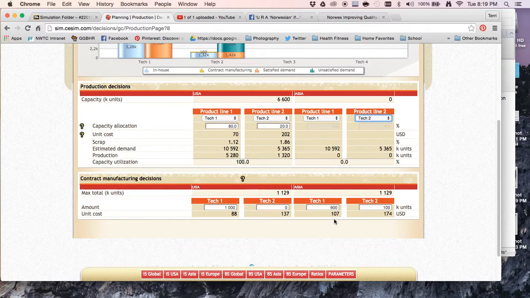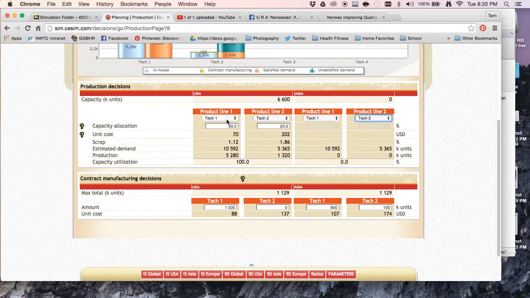Okay, so if you do contract manufacturing, this is something that will always be used before your own in-house production. So think of it as a contract. If you make a contract with someone else, you have to honor that contract no matter what. And that's what happens here: the contract gets filled first and then your production gets filled. So if your demand never goes above this number, 1,129 units of 1,000 units, then you will never use your own manufacturing. So you have to balance what you're going to do with this.